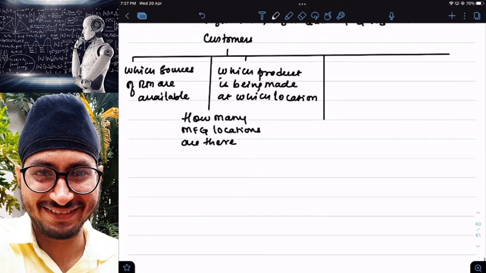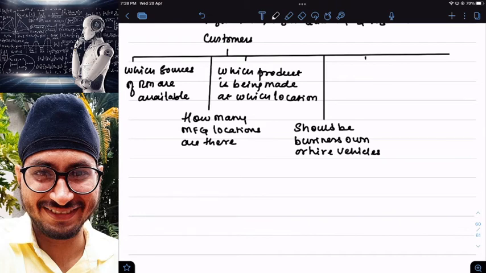Then should the business own or hire vehicles? Should I buy the delivery vehicles or should I take them on rent? If I have enough money, buy. If I don't have enough money, take it on rent.